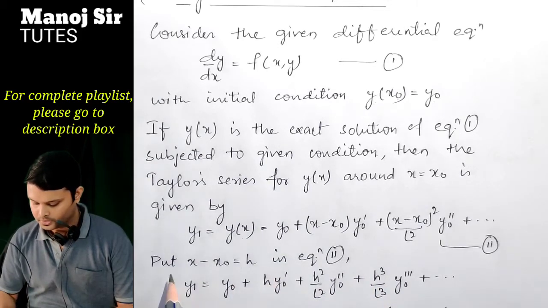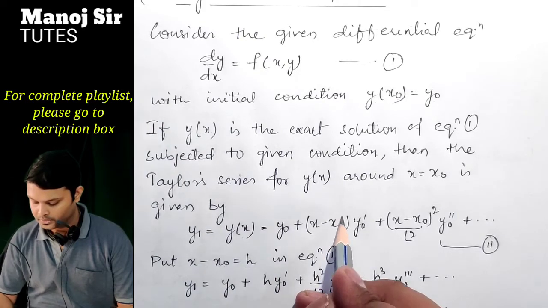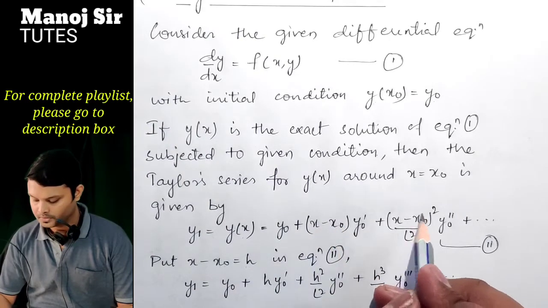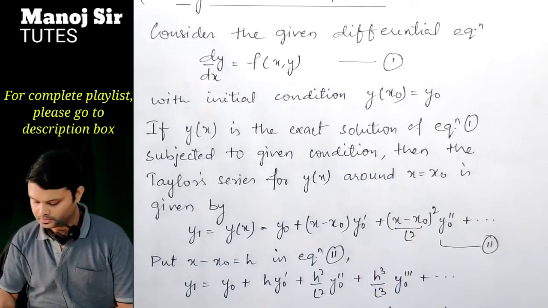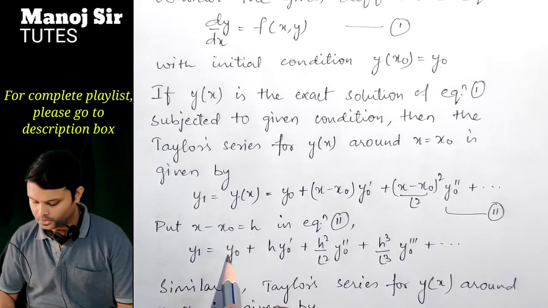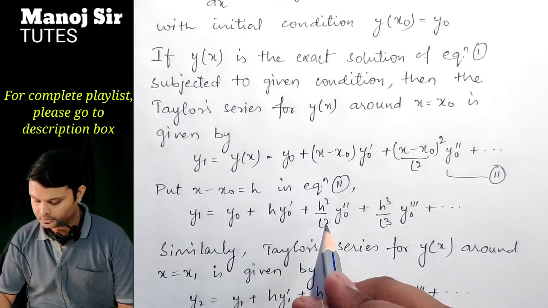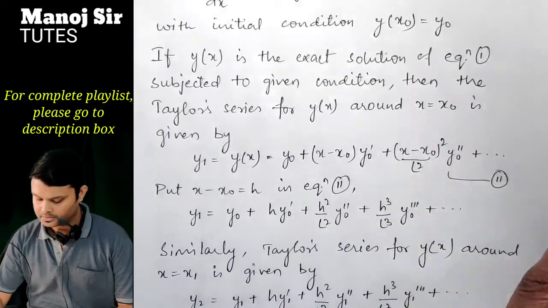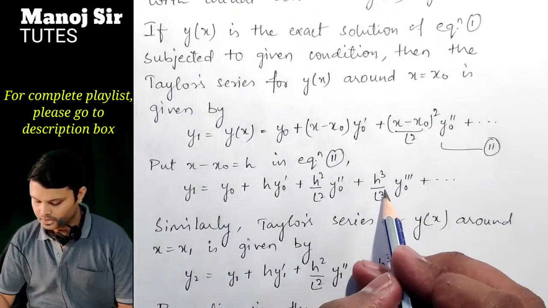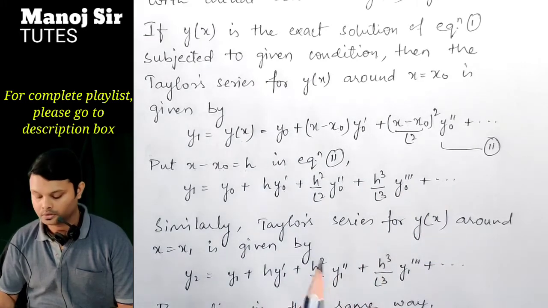So if you put x minus x naught equals h in equation number 2, we can replace this by h, and we can replace this by h square. So y1 equals y naught plus h into y naught dash plus h square upon factorial 2 into y naught double dash plus h cube upon factorial 3 y naught triple dash plus dot dot dot. Here you can get the value of y1.